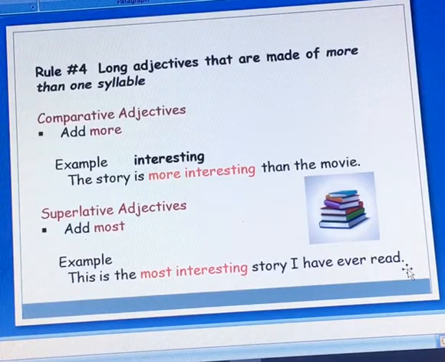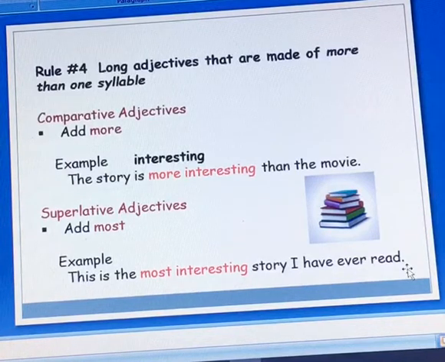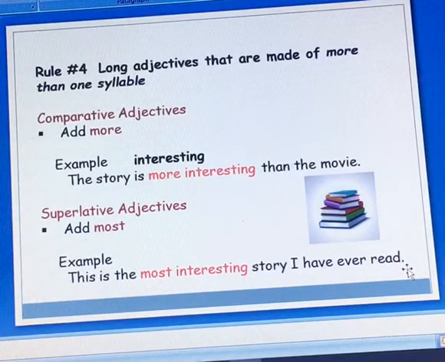We add more. For superlative adjectives, we add most. For example, this is the most interesting story I have ever read.